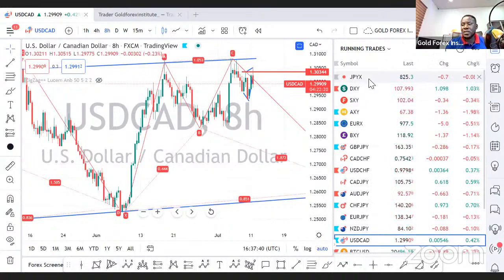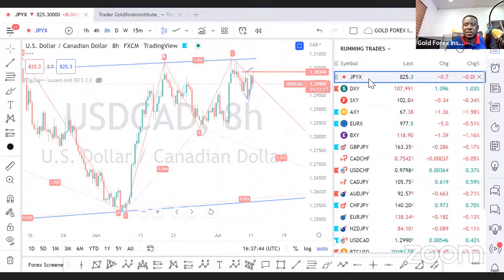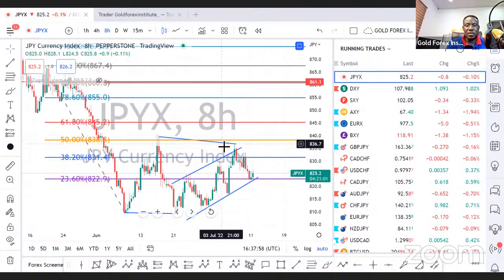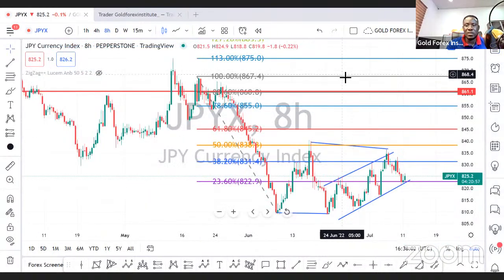So the Japanese yen index. Let's look at the Japanese yen index. If you have any question, any pair you want us to look at, you can also drop it in the comment section so that I can also look at it.